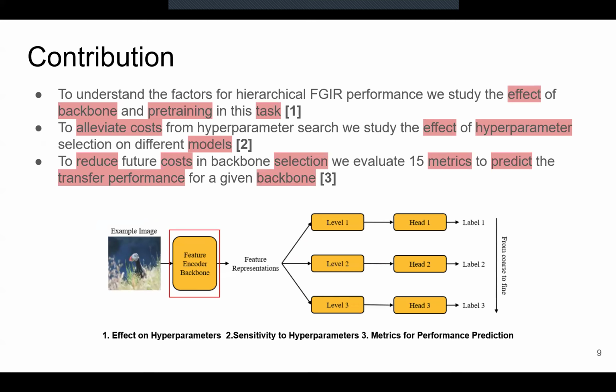So, the objective of our project is to understand factors for hierarchical FGIR performance by studying the effect of backbone and pre-training in this task. To alleviate the cost from hyperparameter search, we study the effect of hyperparameter selection on different models. To reduce future cost in backbone selection, we evaluated 15 different metrics to predict the transfer performance for a given backbone.